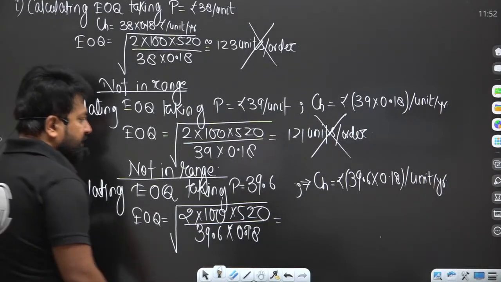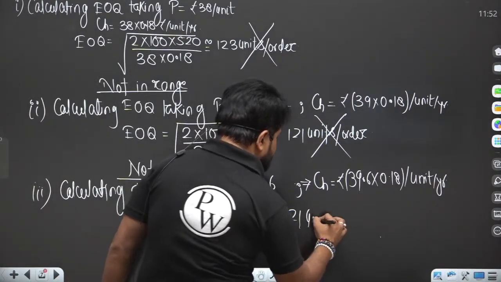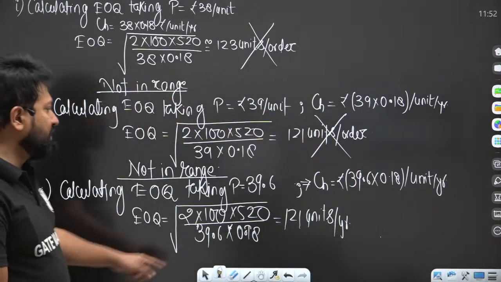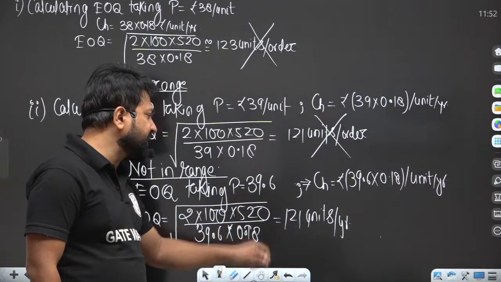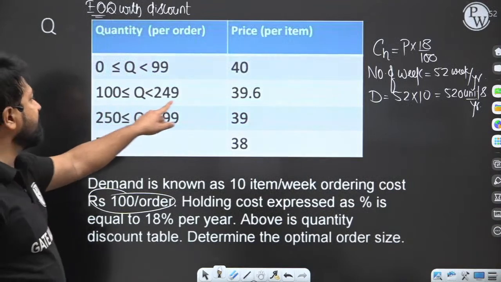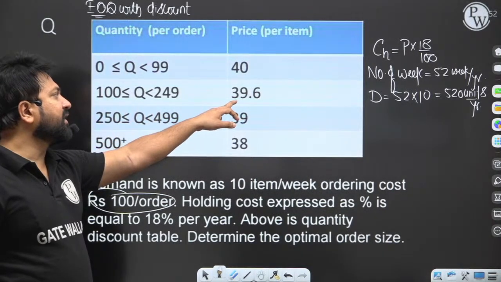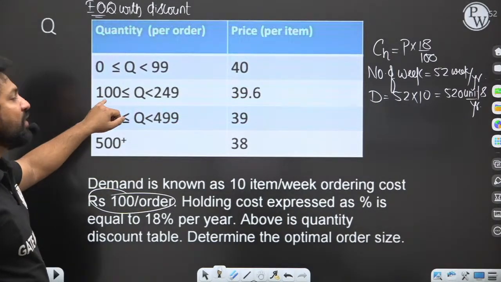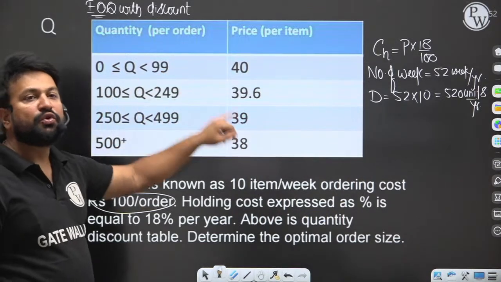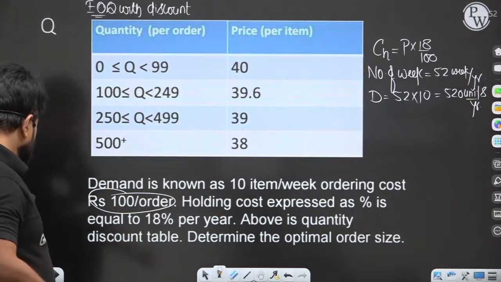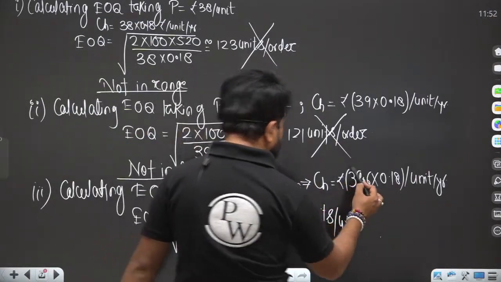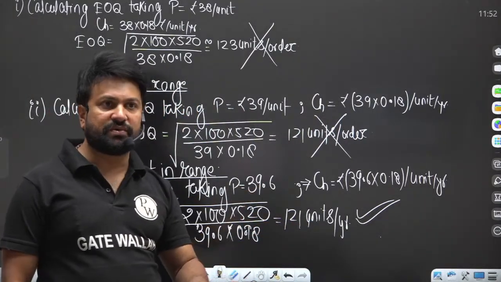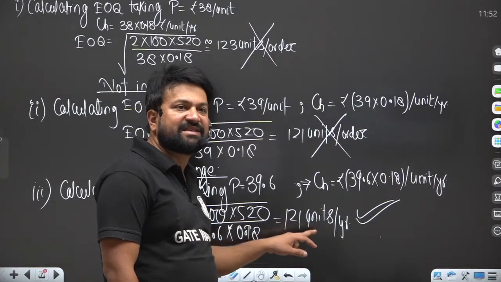The economic order quantity again becomes 121 units. My dear, you will get 121 units at a purchasing price of 39.6 because the wholesaler is ready to give the unit at a purchasing price of 39.6 when you purchase more than 100 plus units. So you can find out the total material cost at this range also.